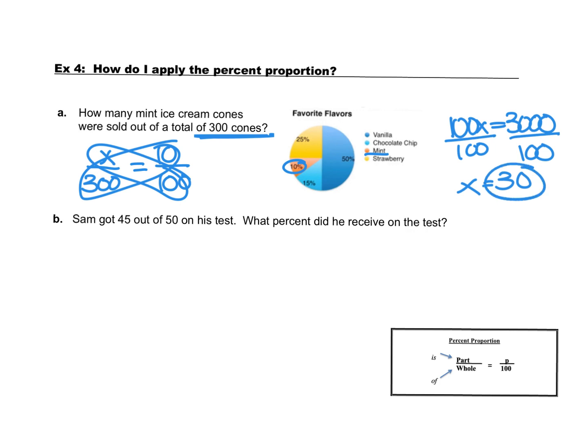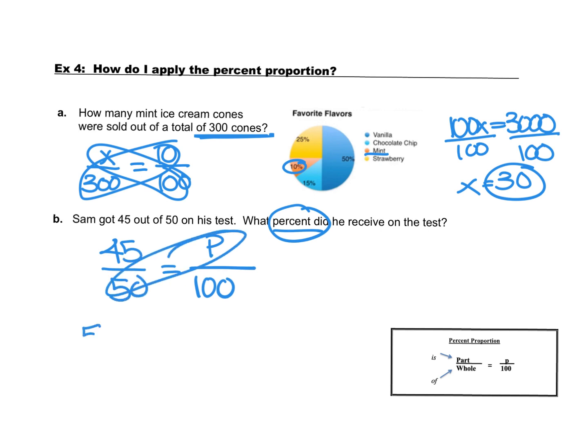All right, for letter B, it says Sam got 45 out of 50 on his test. What percent did he receive on the test? So again, we're going to set it up as a proportion, and now we're looking for the percent. So I'll put the P right here, and it says Sam got 45 out of 50. All right, so we're going to cross multiply, and we'll have 50p is equal to 4,500. And then we'll divide. And so scoring 45 out of 50, it's going to end up being 90%.